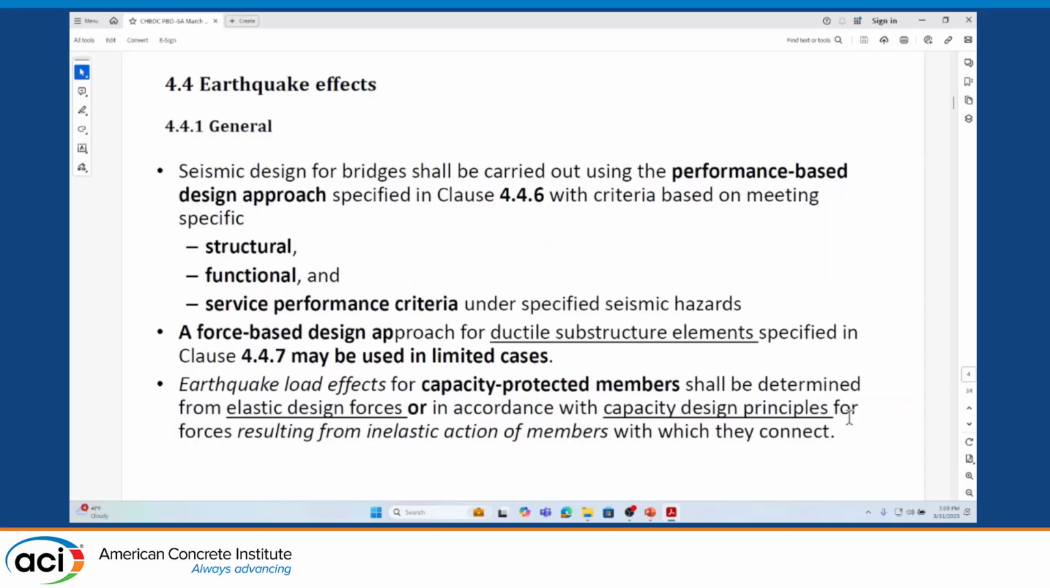Now let's look into the code. It says that the seismic design of bridges should be carried out using performance-based design, and of course you have to meet the structural, functional, and service performance criteria under specified seismic loads. You can also use force-based design, but only for limited cases, which I'll show you later. Earthquake load effects for capacity protected elements shall be determined based on the elastic design forces or as per capacity design principles resulting from inelastic actions.